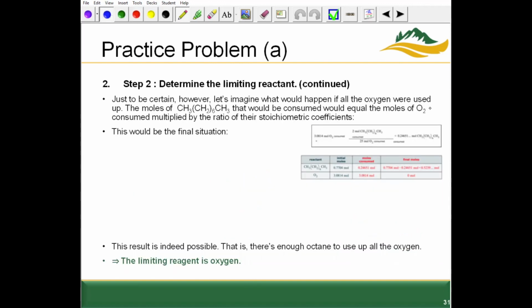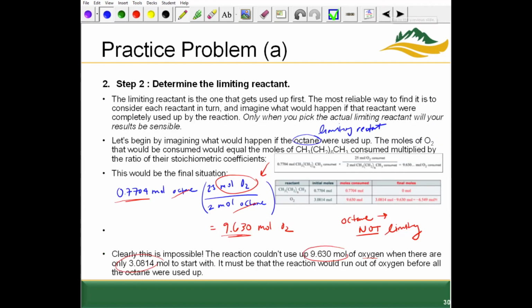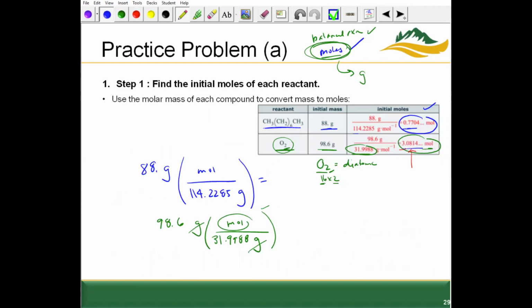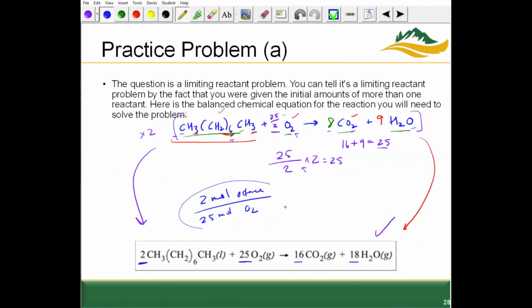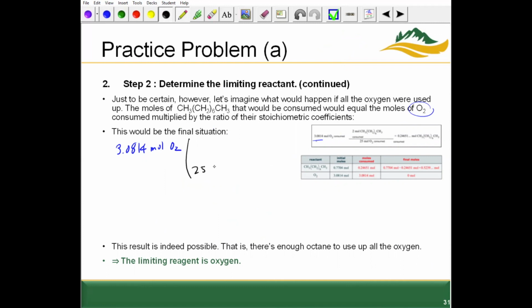Well, let's then prove that oxygen really is limiting. So we know we started with about 3 moles of oxygen. So 3.0814 moles of oxygen with this mole to mole ratio between oxygen and octane. So for every 25 moles of O2, we have 2 moles of octane. From the mole to mole ratio of that balanced chemical equation, moles of O2, moles of O2, these cancel out, leaving just moles of octane. This equals about 0.24651 moles of octane.